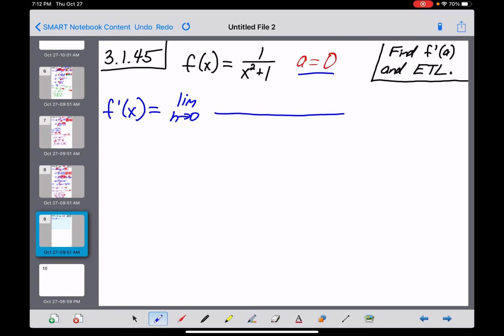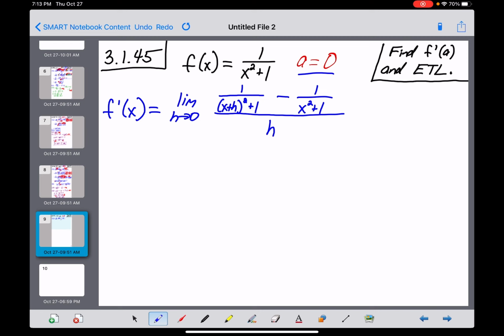F of x plus h, we're going to replace that x with the quantity x plus h. I'm trying to decide if I think we should FOIL that out or not. I'm going to leave it not foiled out for right now. 1 over x plus h quantity squared plus 1. Okay, we can always expand that later if we need to. Minus the original function, 1 over x squared plus 1, and then all over h. So there's our initial setup.